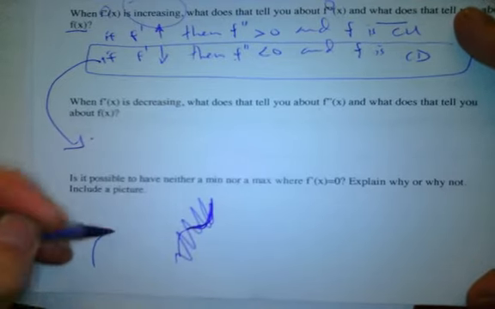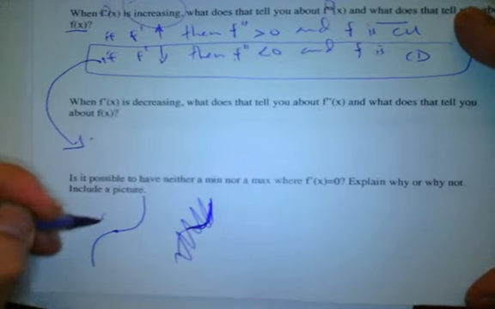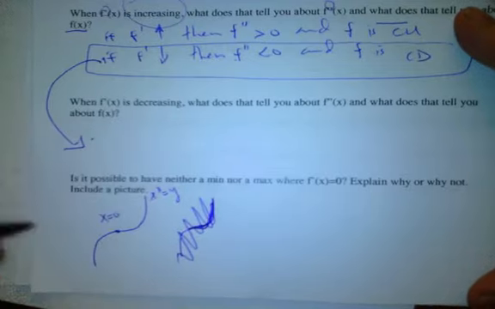Is it possible to have neither a min nor a max where f prime equals 0? Sure. Think about y equals x to the third. Perfect.